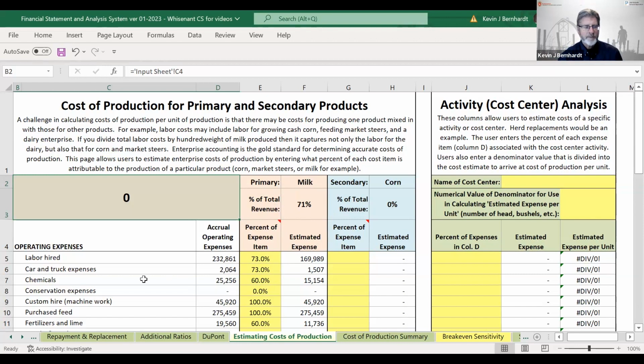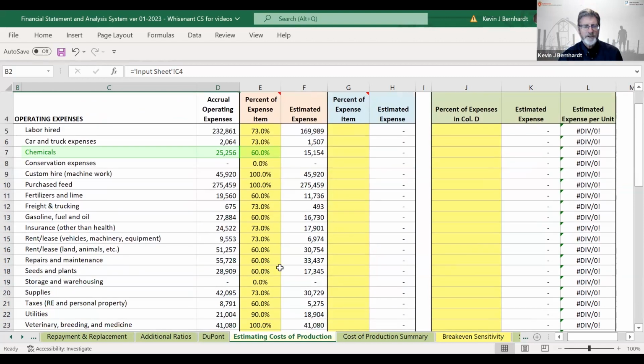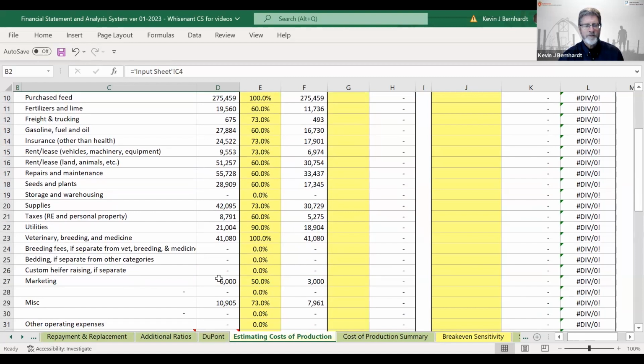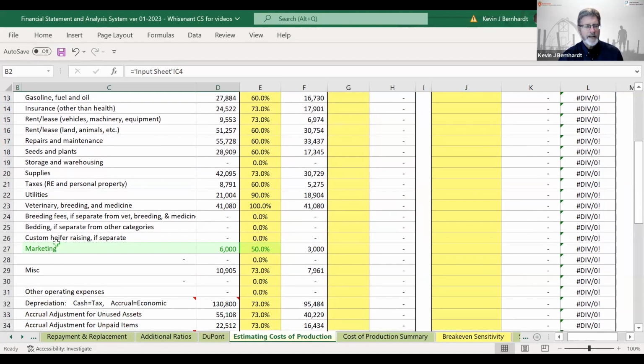So some costs are going to be a lot less. Chemicals, for example, this producer decided that only about 60% of the chemical costs used this past year were for milk. Conservation expense, well, that's zero anyway. Here's another one, marketing costs, way down at the bottom. Marketing costs, $6,000. About half of that was for milk. The other half was for something else.